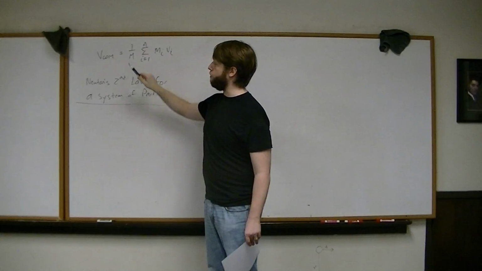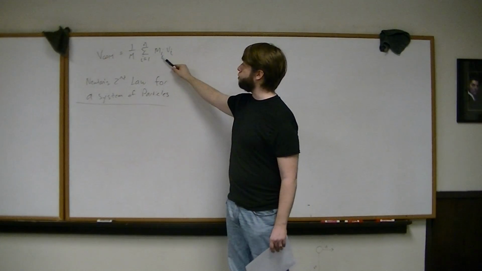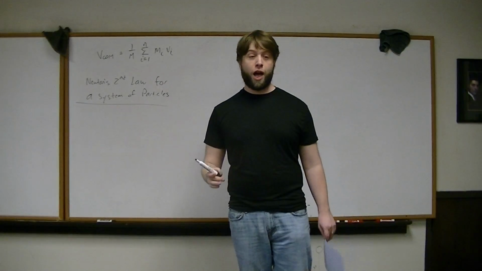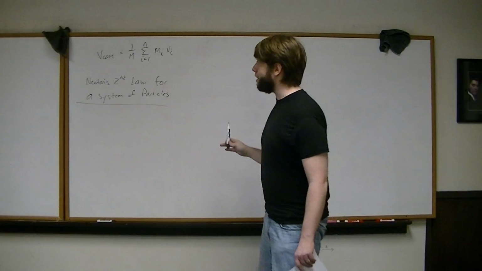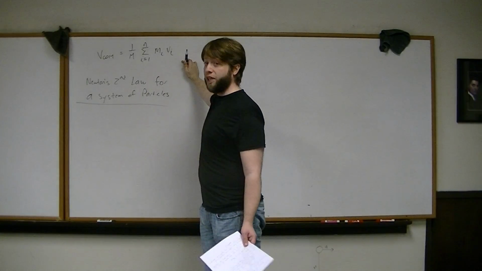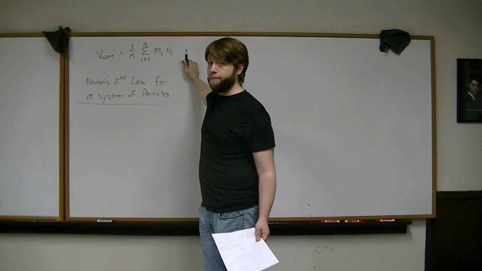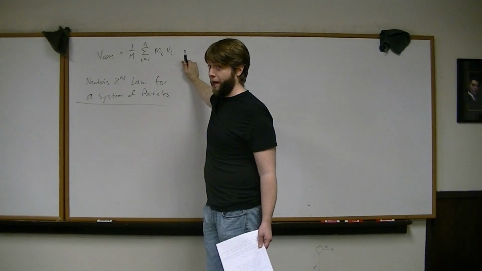So we have 1 over capital M, that's the total mass of the system. We sum up each individual particle with their individual velocities. Now, I haven't done this in 3 dimensions, but obviously you would do this with a Vx, a Vy, and a Vz to find the x, y, and z components of the velocity of the center of mass.